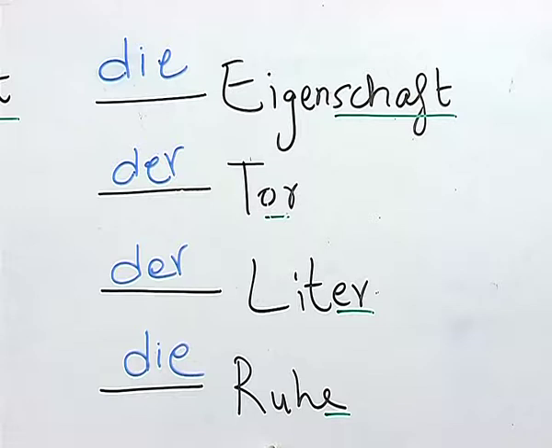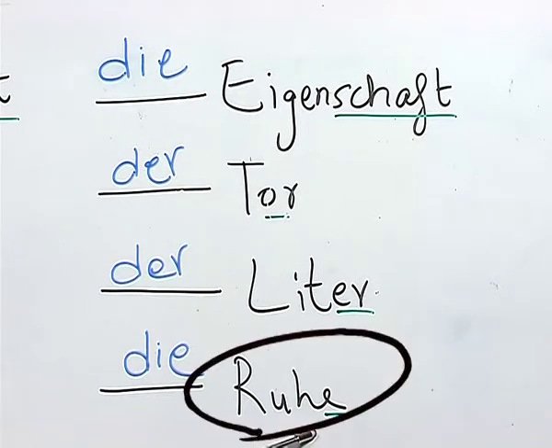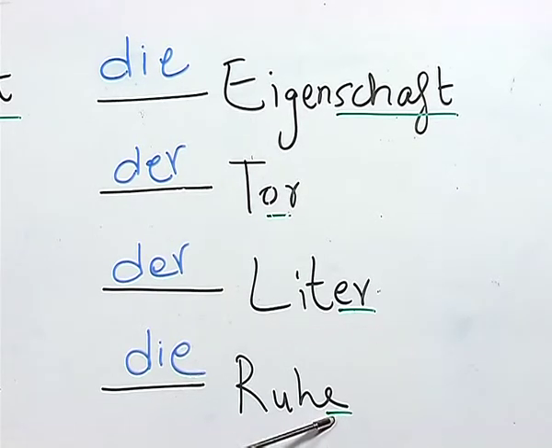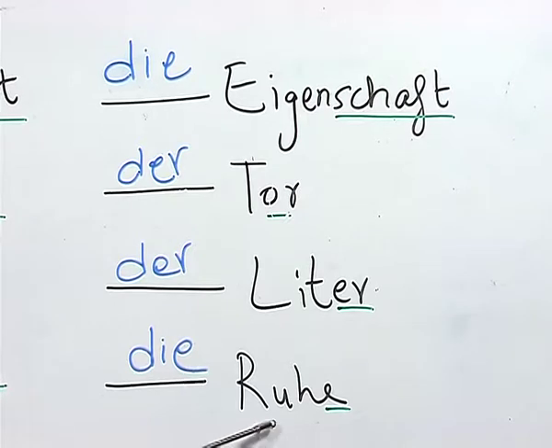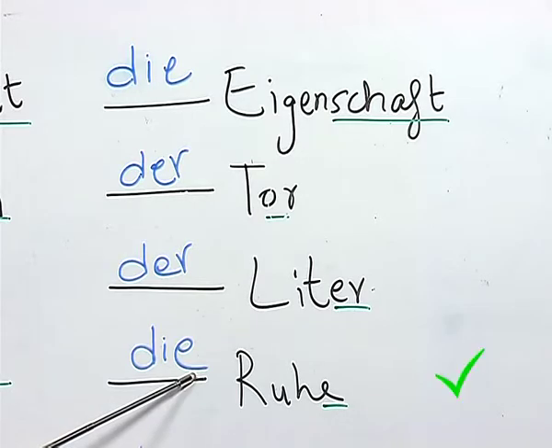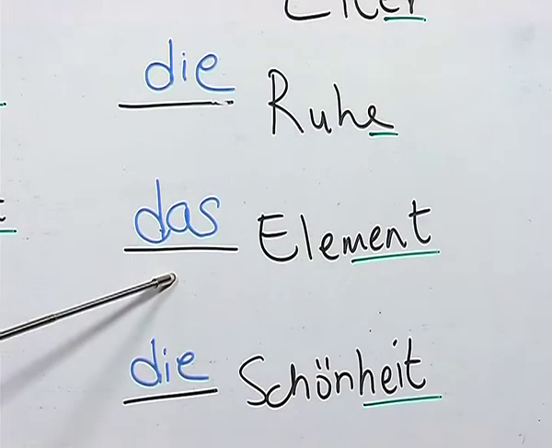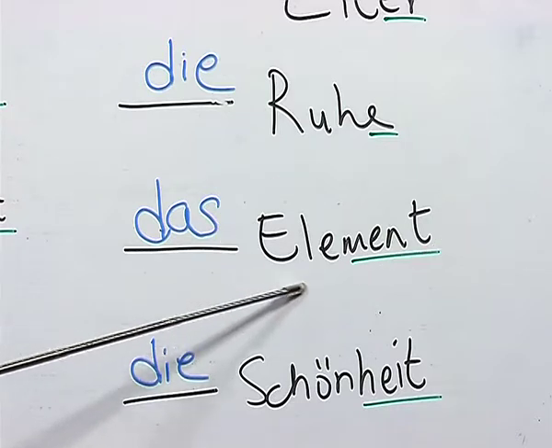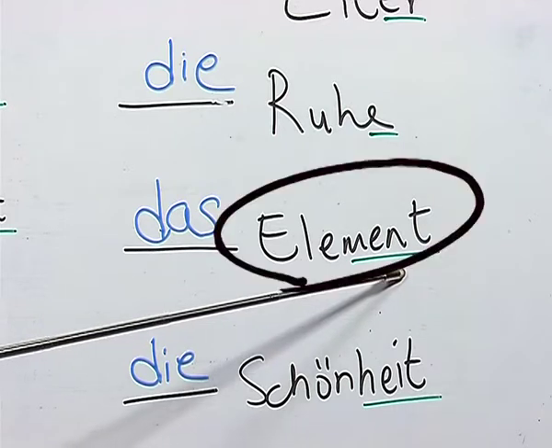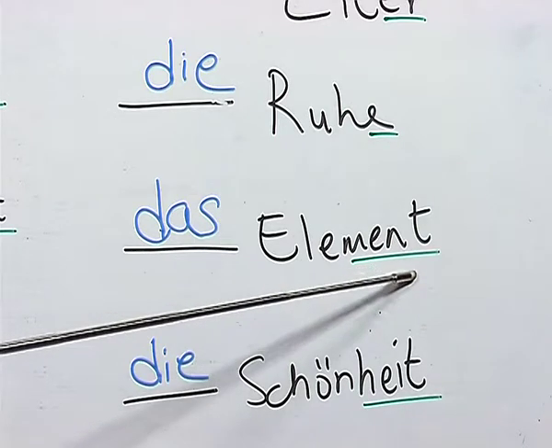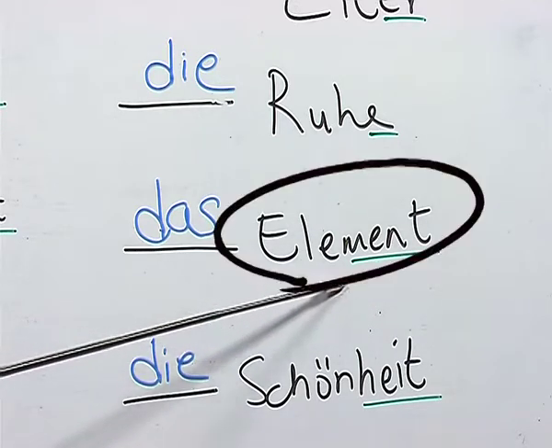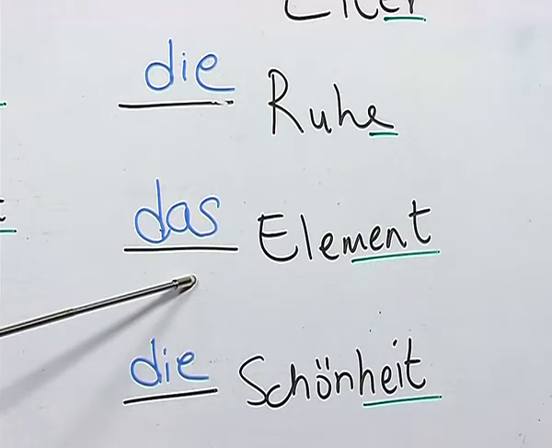Now, let us look at this noun Ruhe, which means silence. This noun carries the ending -e, which we know makes it a feminine noun. So, here we have the feminine article die, which is the right answer. Now, let us look at this word Element, which has the ending -ment, and as you know, any noun ending with -ment carries the article das because it belongs to the neutral gender category. So, the answer is also right.